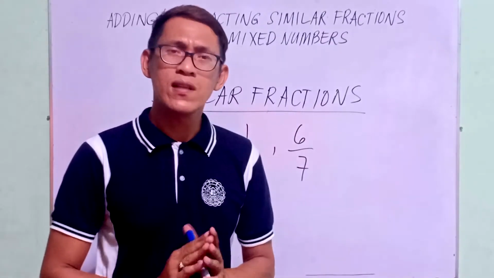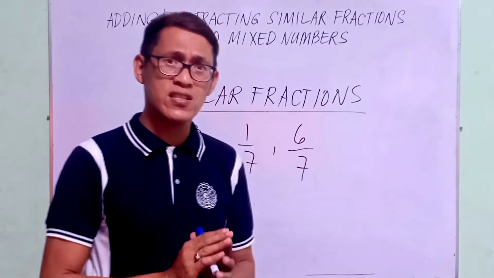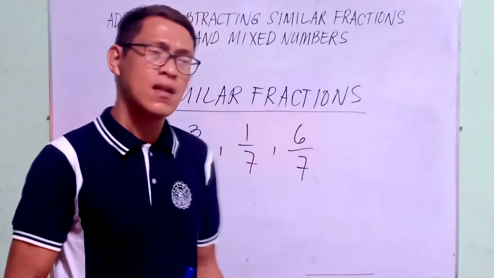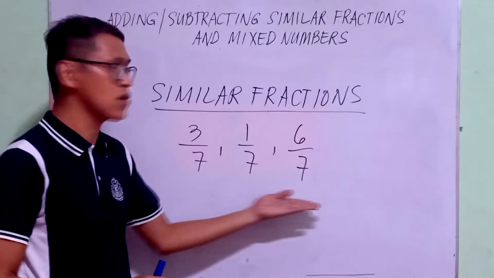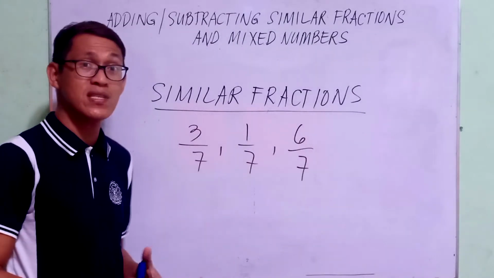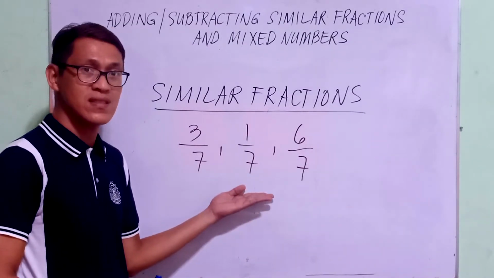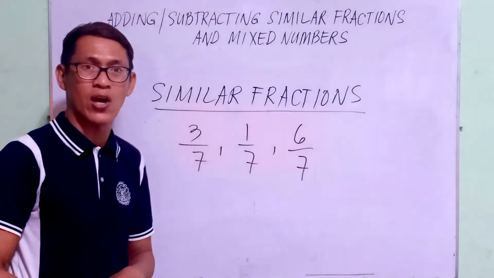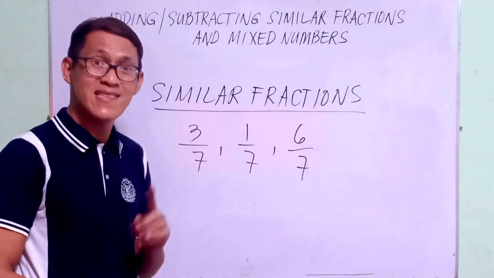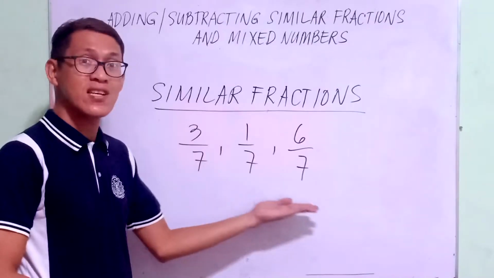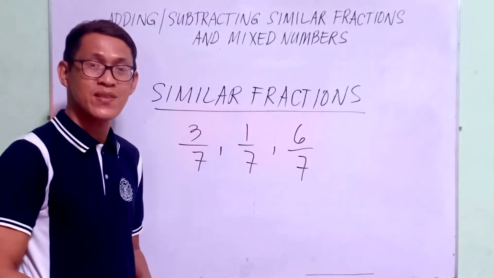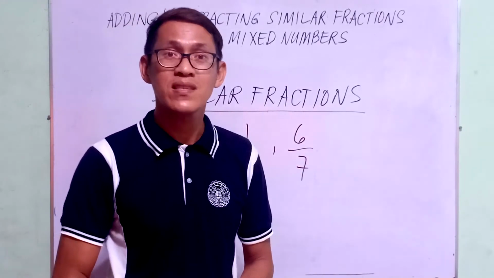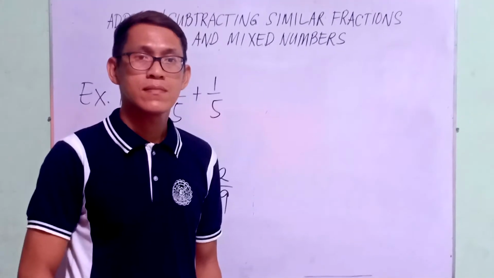Now let's start with the lesson by reviewing first similar fractions. What are similar fractions? Look at these three fractions on the board. I have here 3/7, 1/7, and 6/7. What makes them similar fractions? Yes, their denominators are the same, right? When fractions have same denominators, we call them similar fractions.